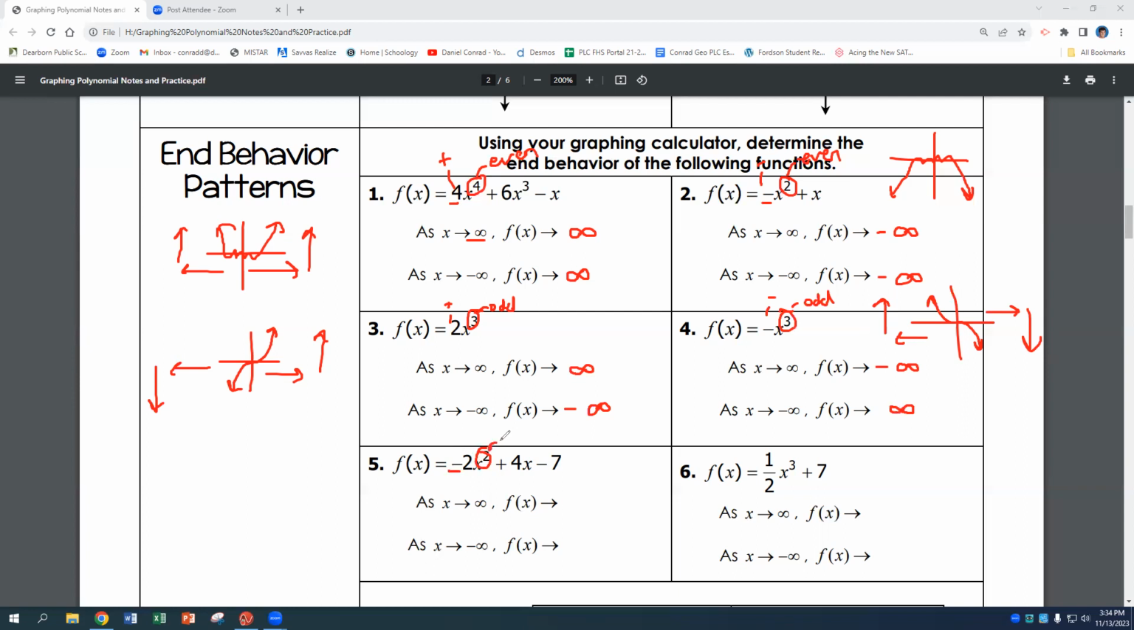Here you've got even and negative. So if you have even and negative, it's going to look something like this, and then go down. So as you go right, you're going down. As you go left, you're going down. Okay, and then again, this is positive and odd. So it's going to look like this. This means as you go to the right, you're going up. And as you go to the left, you're going down.